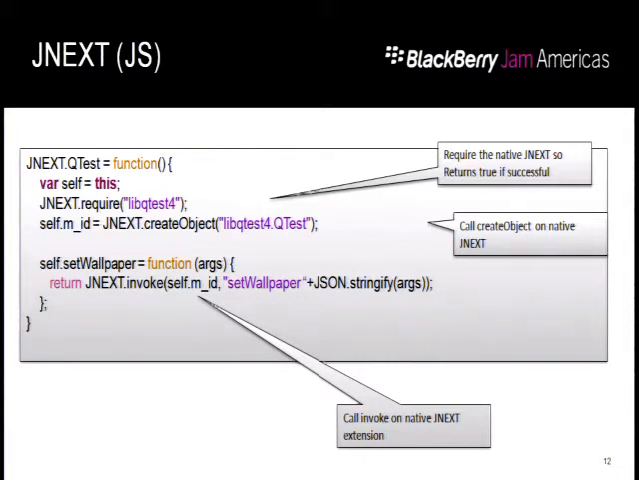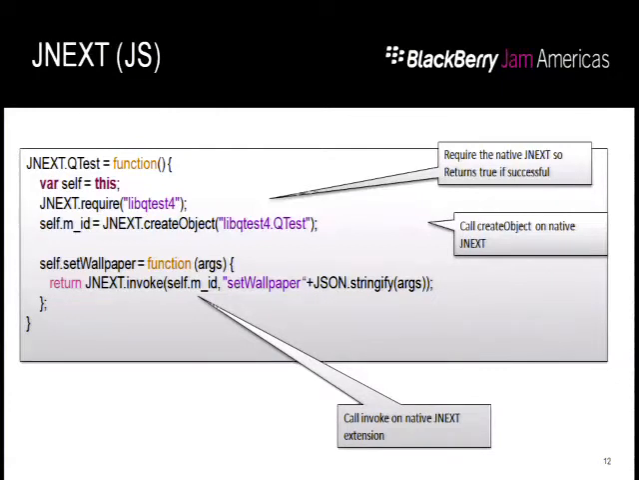So basically, libqtest4.so lives in my native extension, right? So require loads it. This should be familiar to most web developers. It is simply like any other require framework. You're just requiring something that's on the native side. And what it allows you to do is lazy load JNEXT plugins, right? Which is actually very awesome.